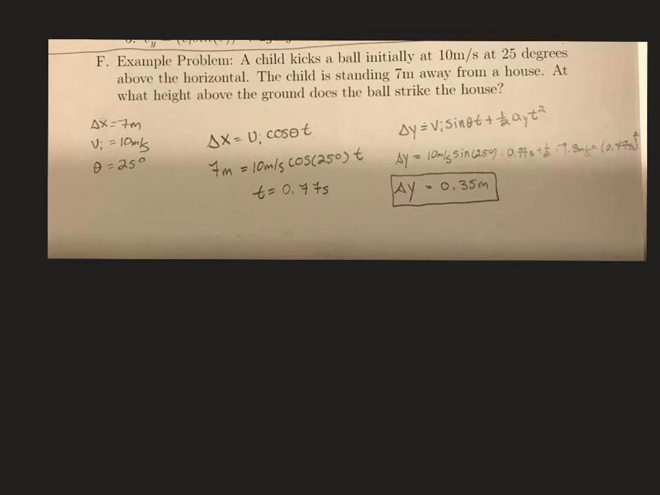In this example problem, a child kicks a ball initially at 10 meters per second at 25 degrees above the horizontal. The child is standing 7 meters away from a house. At what height above the ground does the ball strike the house?